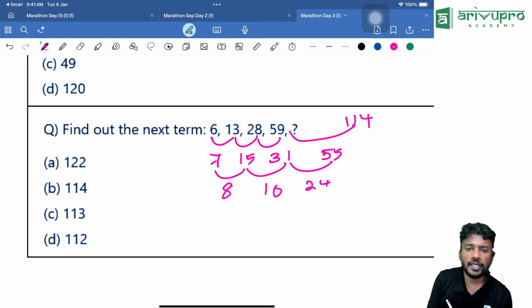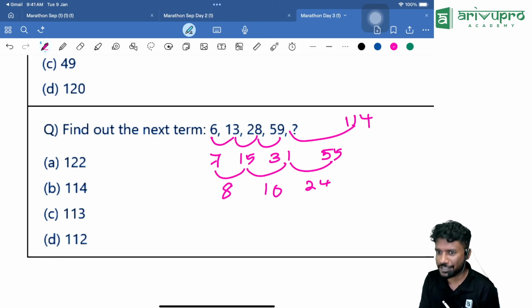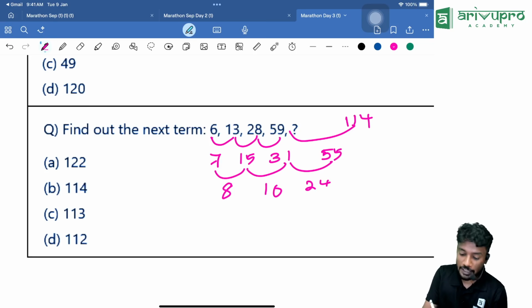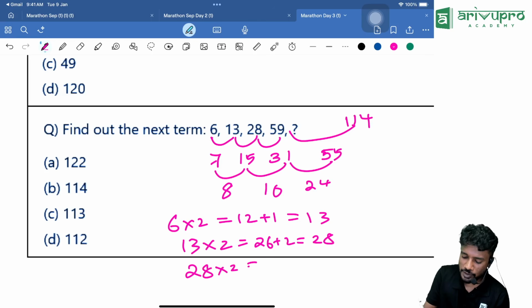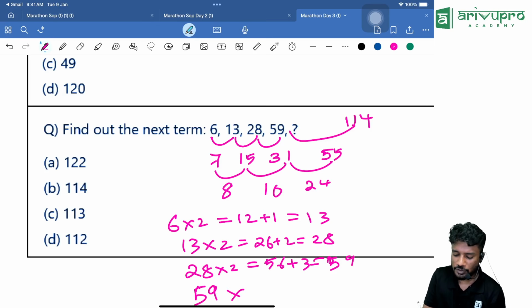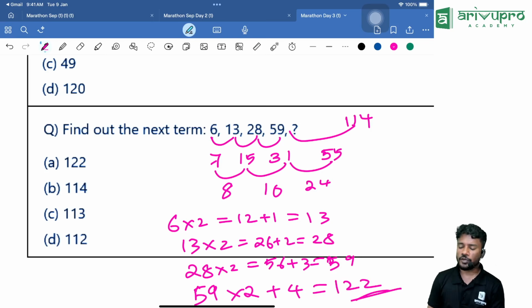Yes. Any other pattern? Yes. 6 into 2 is 12. 12 plus 1 is 13. 13 into 2 is 26. 26 plus 2 is 28. 28 into 2 is 56. 56 plus 3 is 59. Then 59 into 2 plus 4 is 122. So what do you think? What can be the answer?